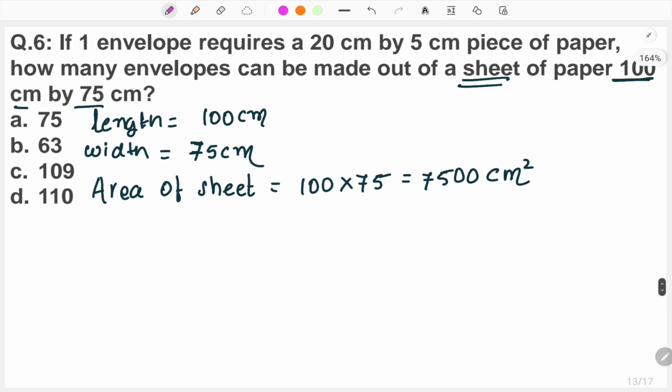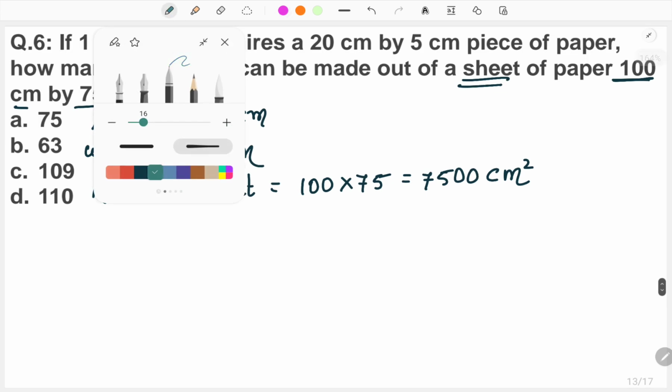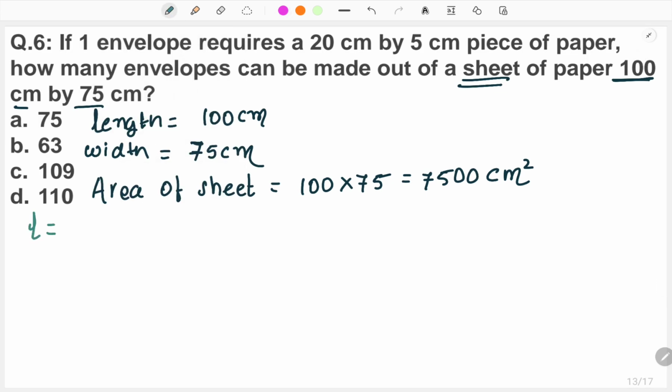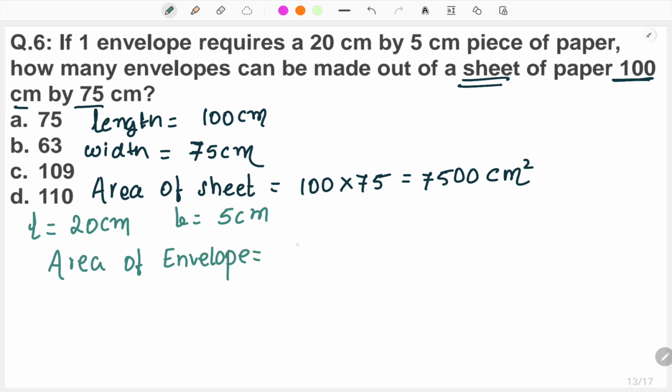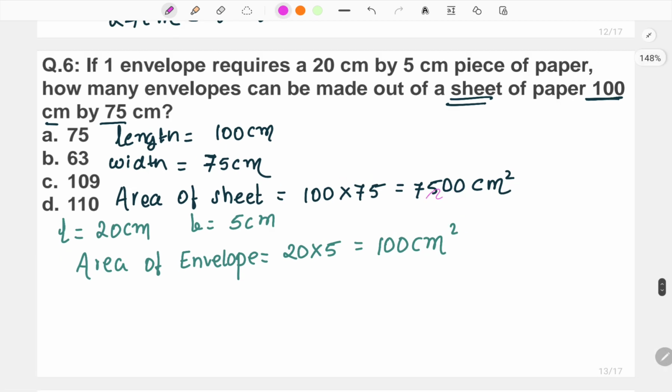I'll just change the color of pen to understand. Now look here. Length of the envelope is how much? 20 centimeter. Breadth of the envelope is how much? 5 centimeter. We have to find the area. To find the area of envelope, this is equal to length into breadth again, that is 20 into 5. This will give me 100 centimeter square. Now we got two different values. One is the area of the sheet and the other one is the area of envelope.